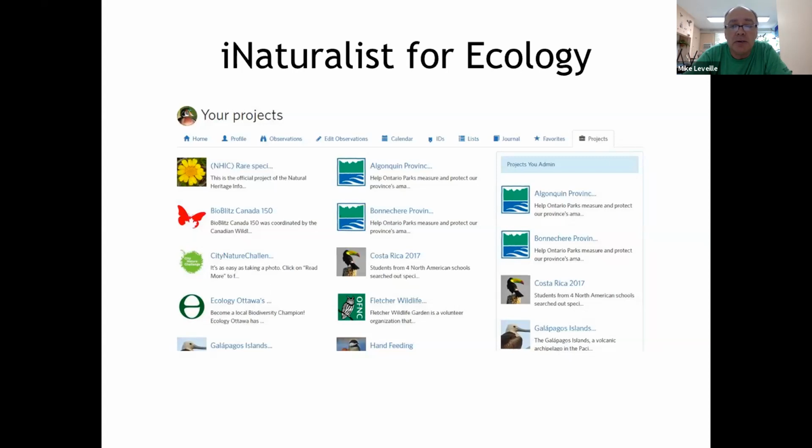Fletcher Wildlife Garden, which is right near the Arboretum in Ottawa, has an incredible amount of species inside of an urban area.